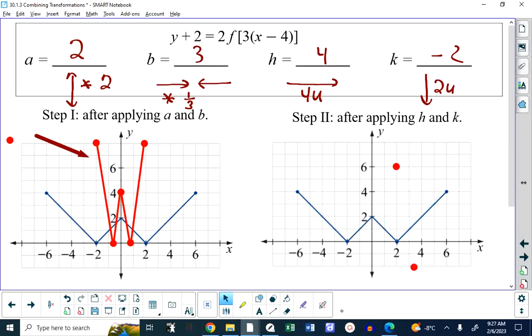I mean, I could certainly do this. I could certainly take this point here, right? And some of you, I can tell by the looks on your face, would much rather do this and move it over 1, 2, 3, 4, and down 2 to get there. Okay? We can connect them.